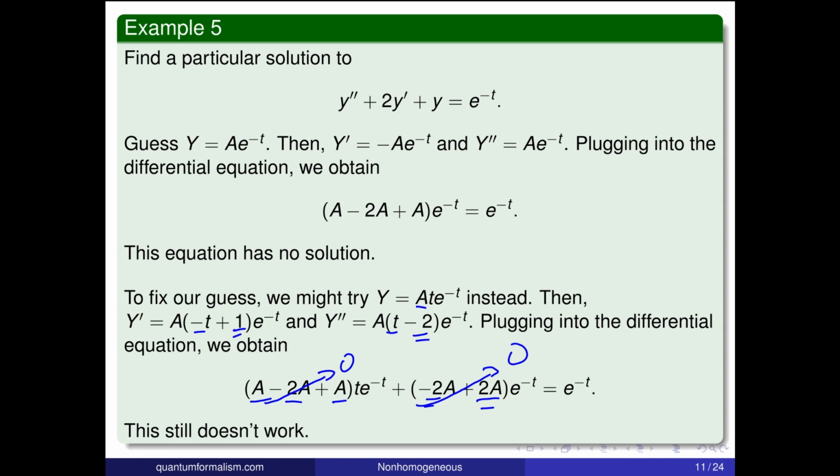If you accidentally guess something that was a solution to the complementary homogeneous equation, you're never going to get some non-zero right-hand side. You're always just going to get 0.